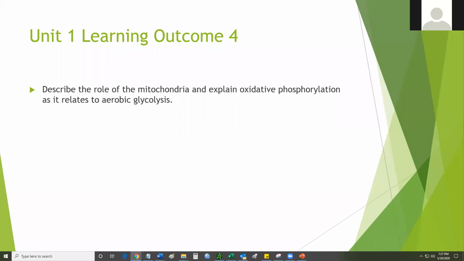And today we are getting into learning outcome 4, which is looking at the mitochondria. And we're going to be talking about oxidative phosphorylation here and aerobic glycolysis. So, what this is going to cover is really the role of mitochondria and how we use oxygen to actually make ATP.